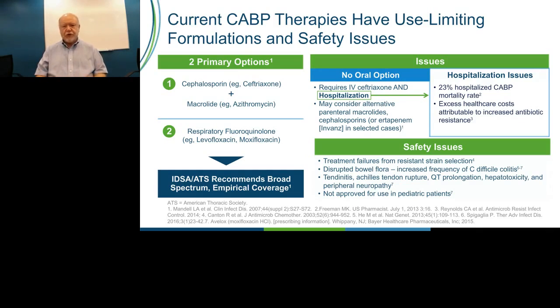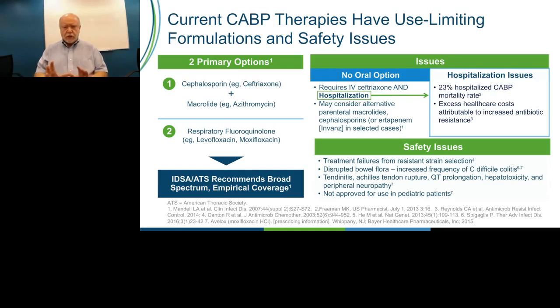You need to be concerned about some of the things like Clostridium difficile. And as you heard from the introduction, that's something I'm familiar with. You also need to be concerned about tendon ruptures, some of the cardiac issues that occur with antibiotics. And obviously, community acquired pneumonia also affects children. So you need to think about that option as well.